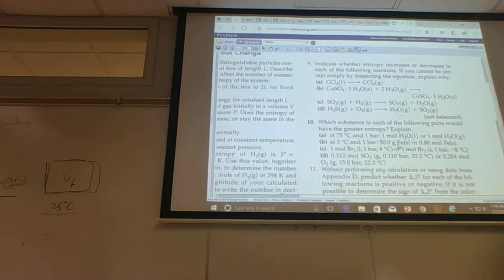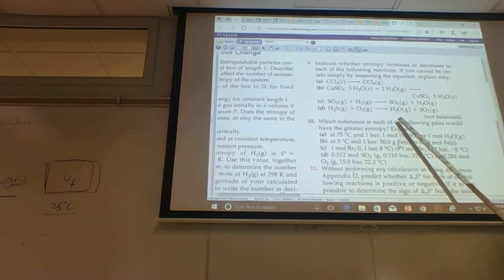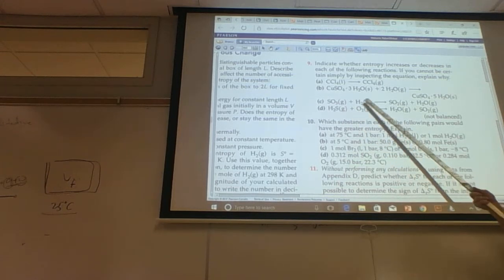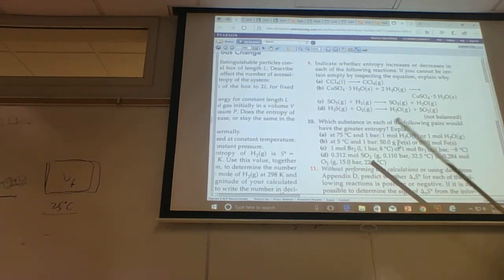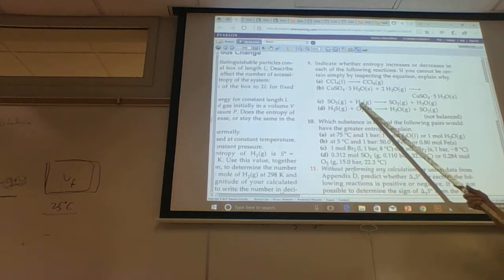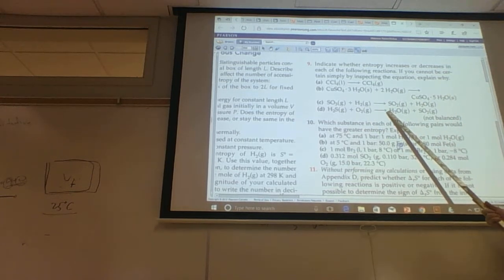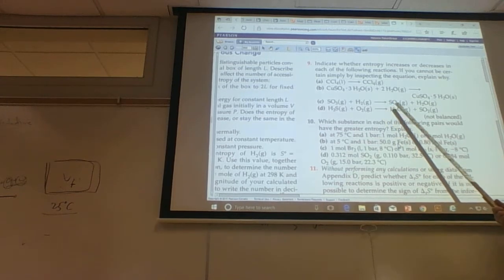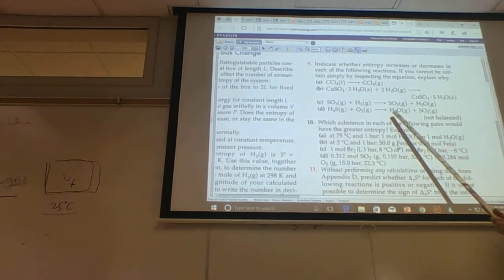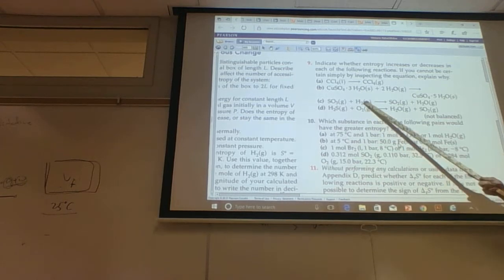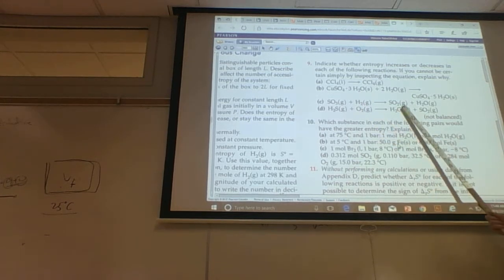What's happening with entropy? Entropy is staying about the same because we've got gases here. So not much is happening with entropy. Energy is going down, entropy is about the same. This reaction should go. This reaction is going to have driving force. There's no conflict there. Energy is going to be the dominant term. This reaction is going to happen.